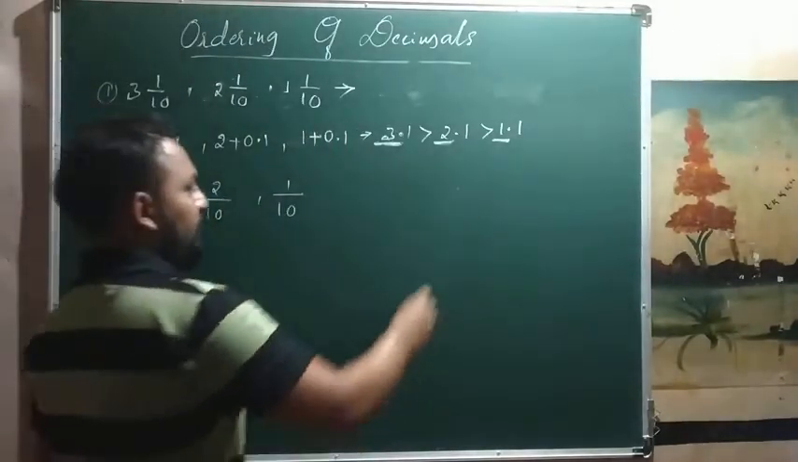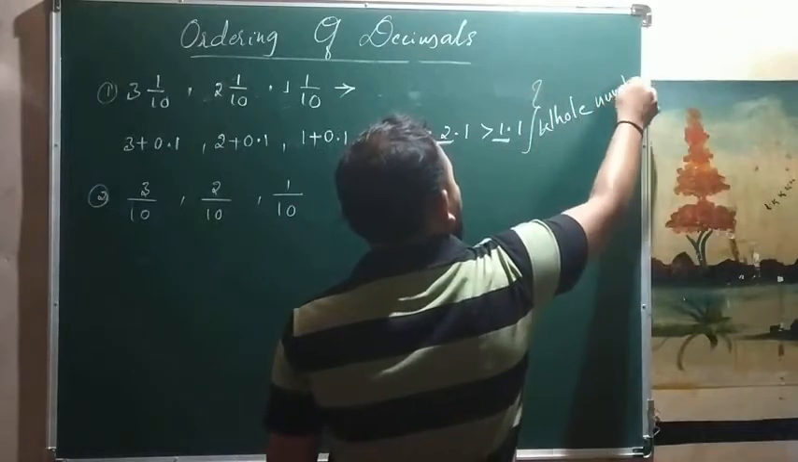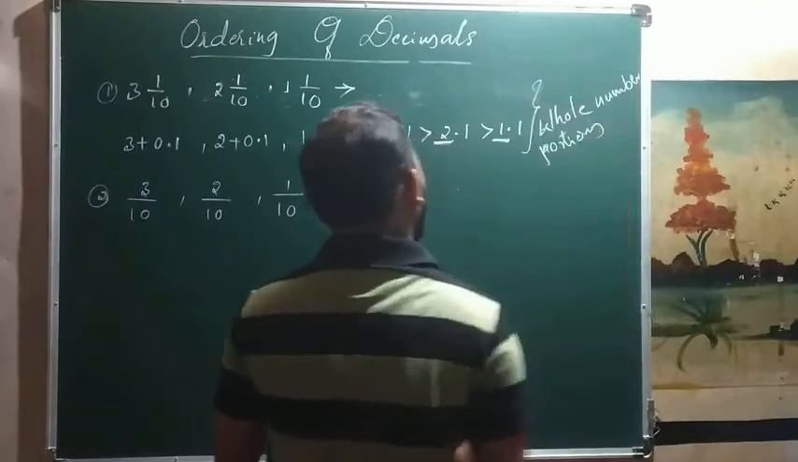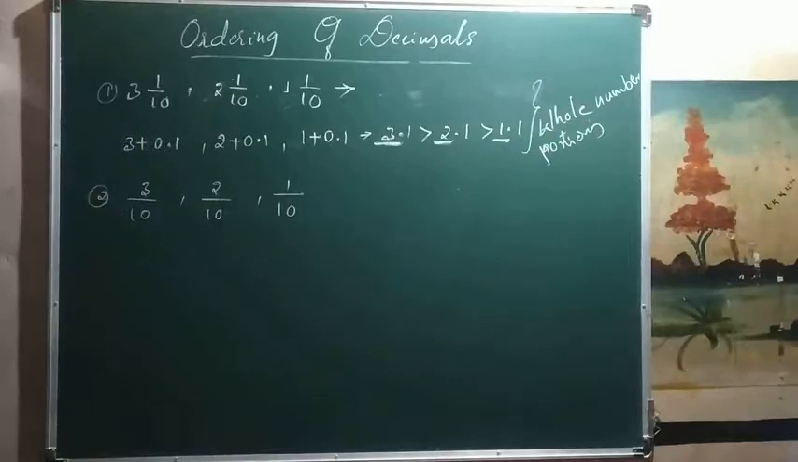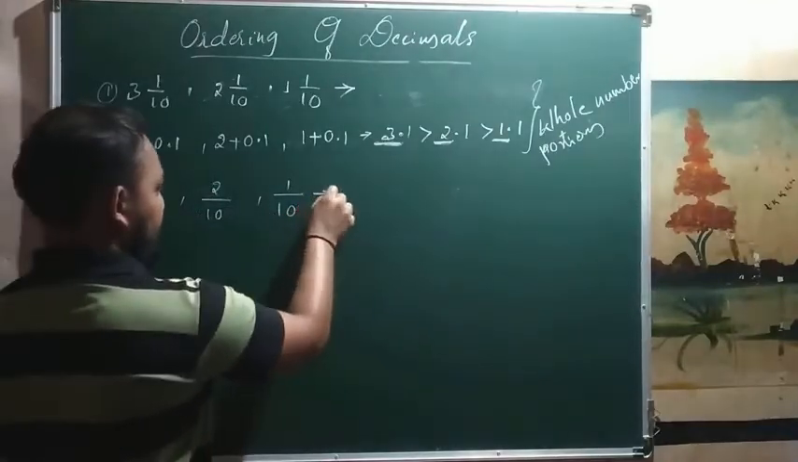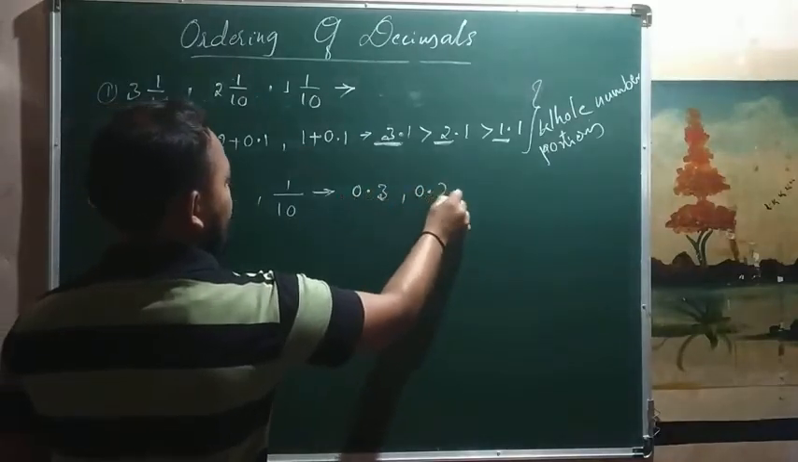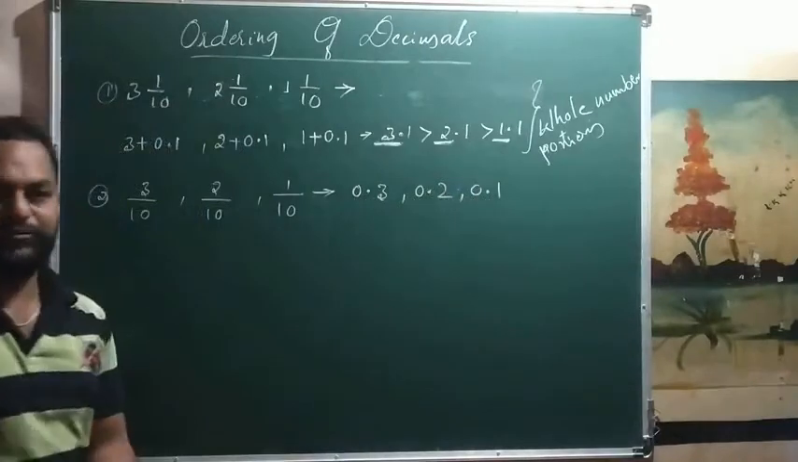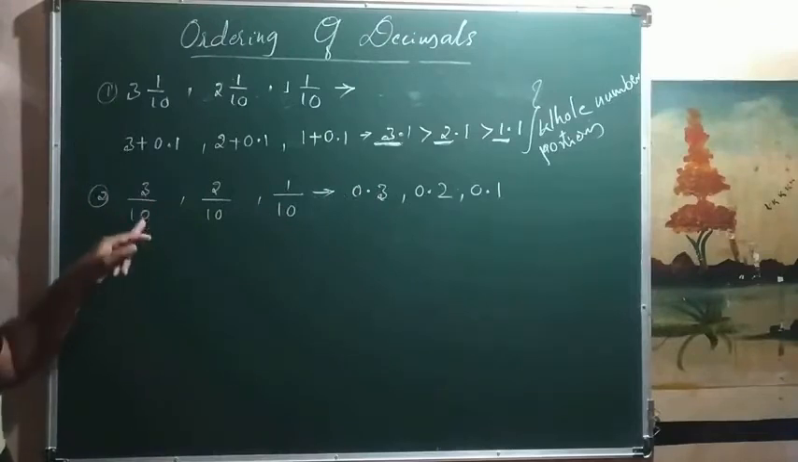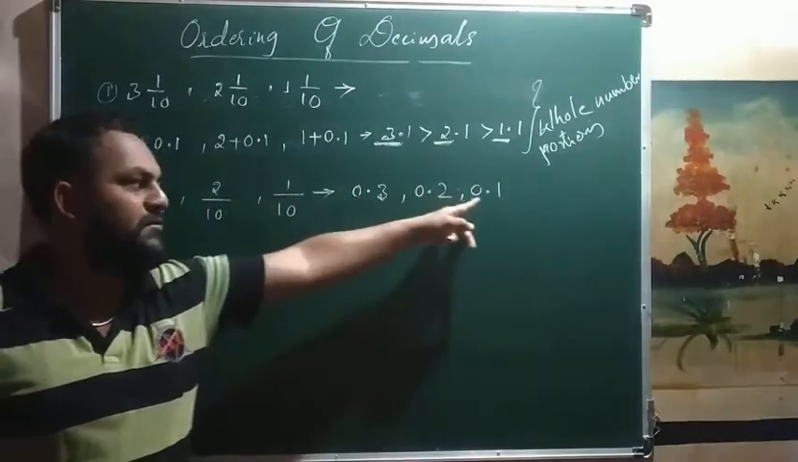This is the whole number portion. Then these are the decimal values: 3 by 10 means 0.3, 2 by 10 means 0.2, and 1 by 10 means 0.1.